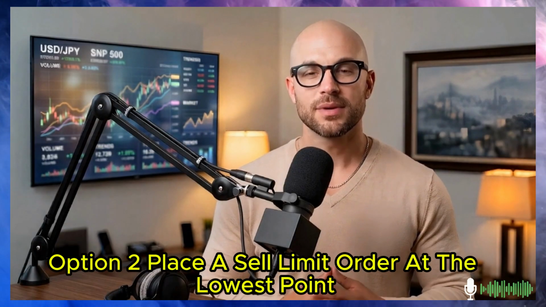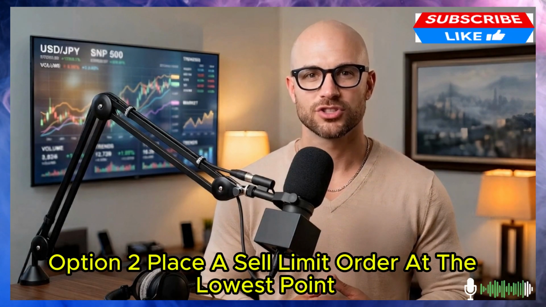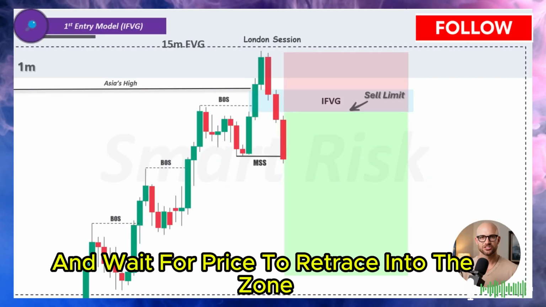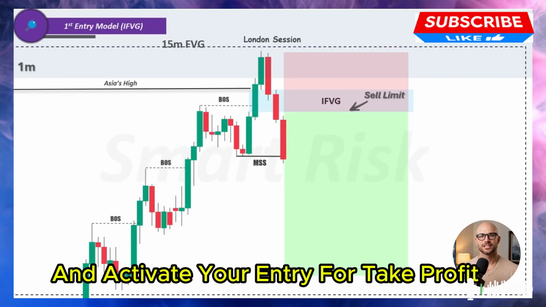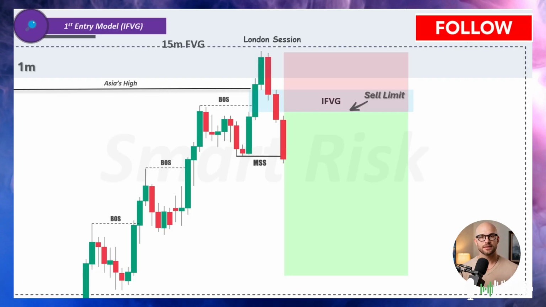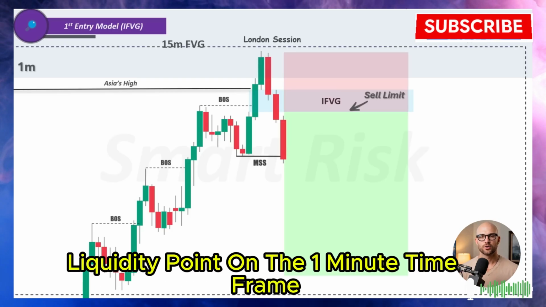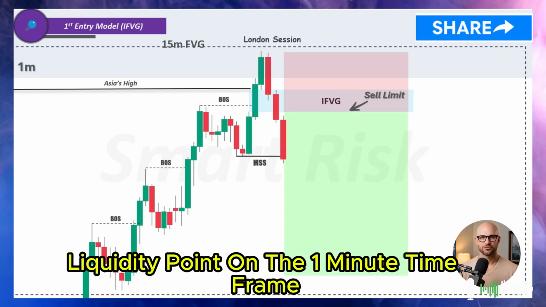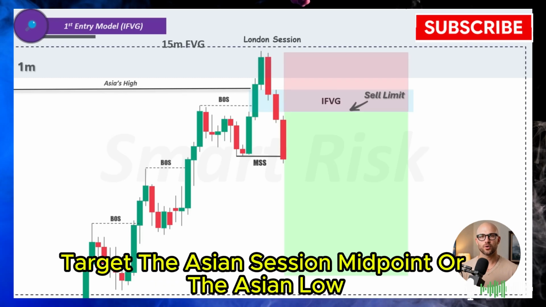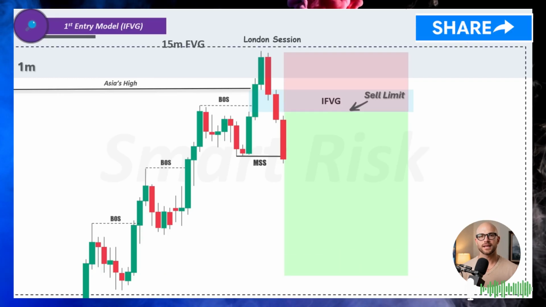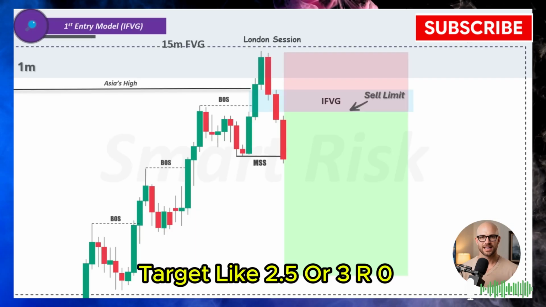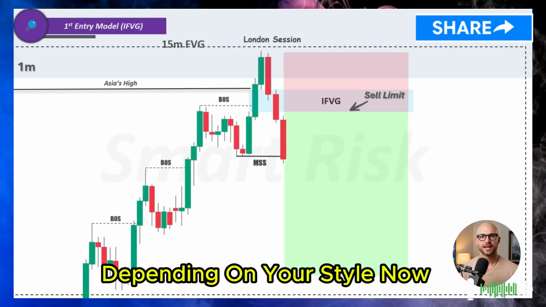Option 2, place a sell limit order at the lowest point of the newly formed IFVG and wait for price to retrace into the zone and activate your entry. For take profit, you have a few choices. You can target the nearest sell-side liquidity point on the 1-minute time frame, or if you're aiming for a bigger move, target the Asian session midpoint or the Asian low. Another clean approach is using a fixed risk to reward target, like 2.5 or 3 RR, depending on your style.